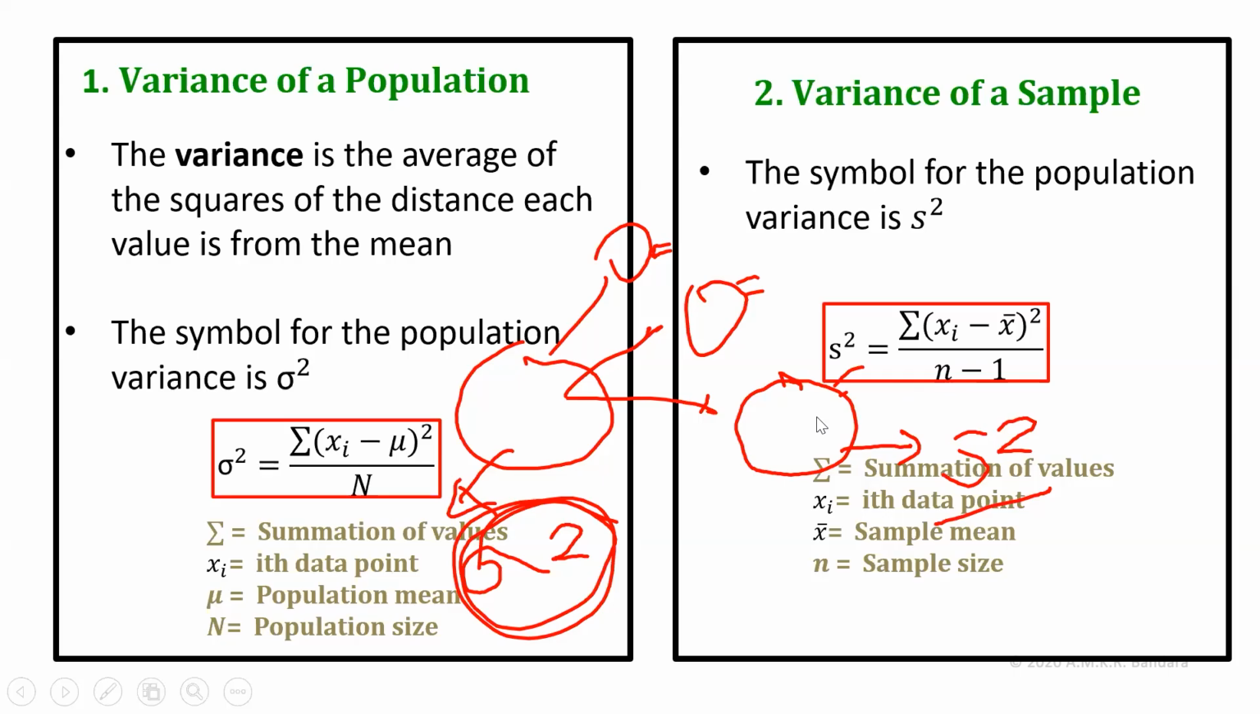So we call the sample variance an unbiased estimate of the population variance when we calculate using this formula. Unbiased means the average of all the possible sample variances will be equal to the population variance. If you use n here, it will not be equal to the population variance. That is a biased estimate. To overcome that problem, statisticians have suggested to use the divisor n minus 1 in the sample variance.